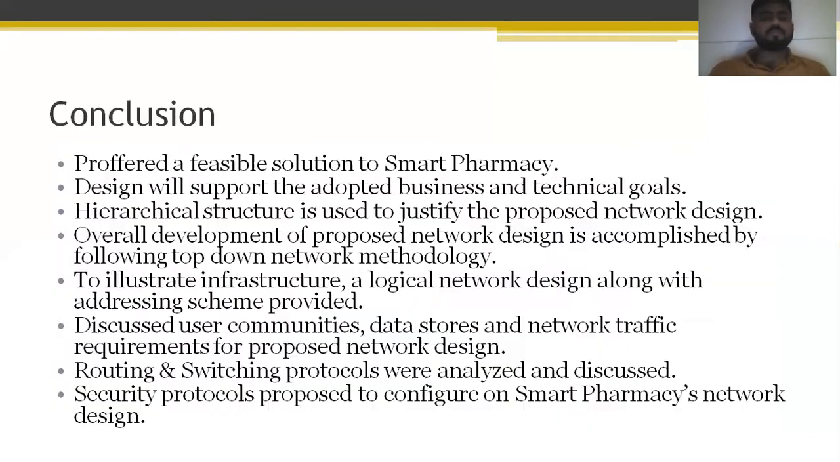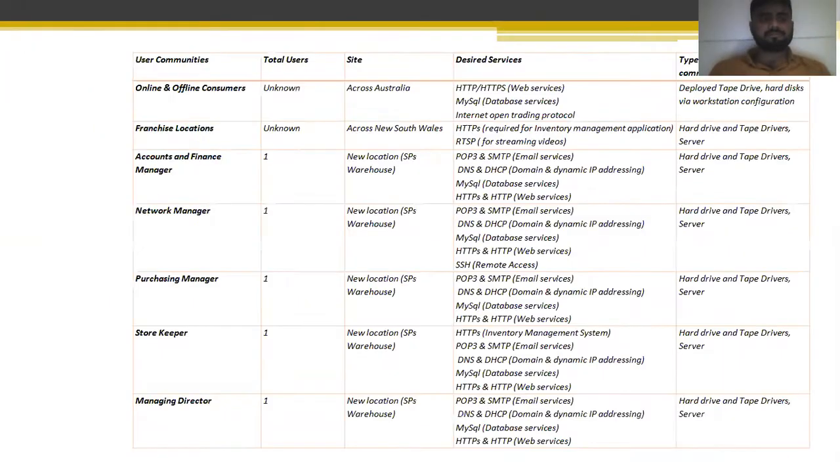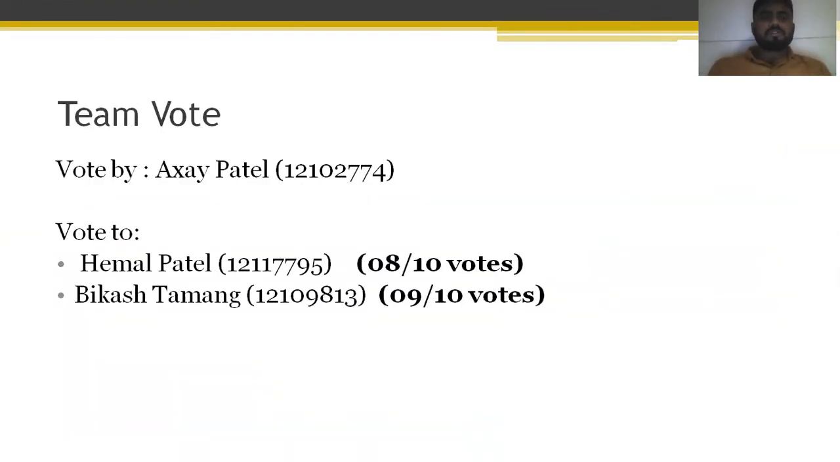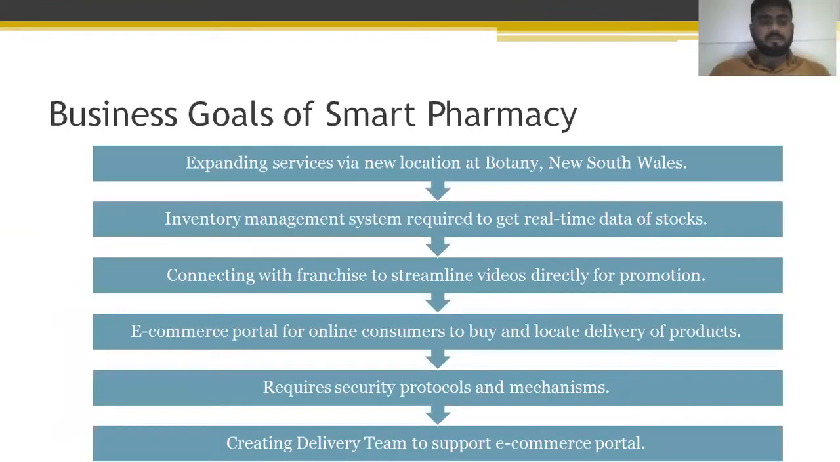So, let's move to the first slide. Here are the business goals of the smart pharmacy. Expanding service via new locations in New South Wales. It will be ensured that all the franchisees have stocks above the threshold value in order to avoid disruption in the delivery process. Smart Pharmacy looks for an inventory management system in order to automate the transaction of every item made by franchisees so that records can be maintained to fulfill the demand according to the requirements.